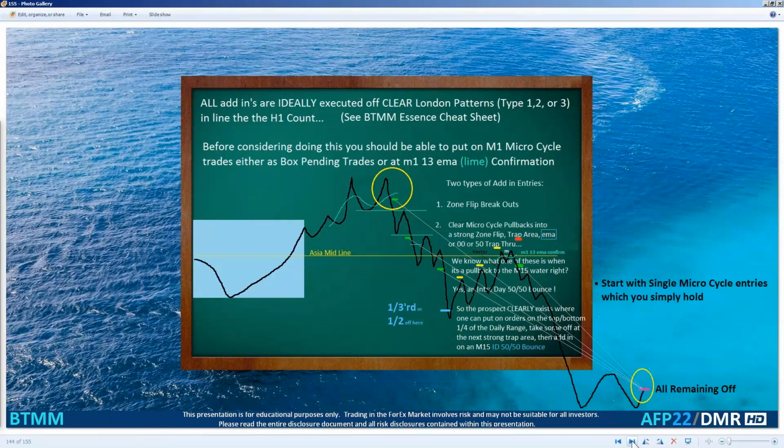A lot of people can't wait that long. A lot of people click out of their trades. They just can't do it. If you can't hold this from here to here, you're not going to be able to do the rest of this, all right? So let's take it in stages. Start with the microcycle entries, which you simply hold. Okay, most of us have done that.